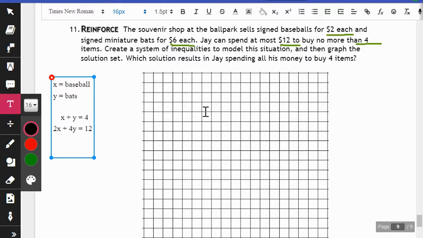He bought no more than 4, so he bought up to 4. He could have bought 1. He could have bought 2. He could have bought 3. Could have bought 4, but no more. And at most 12. So he could have bought $0 or $8 or $6. I'm not sure. Okay, that's better. Now we got a system of equations.